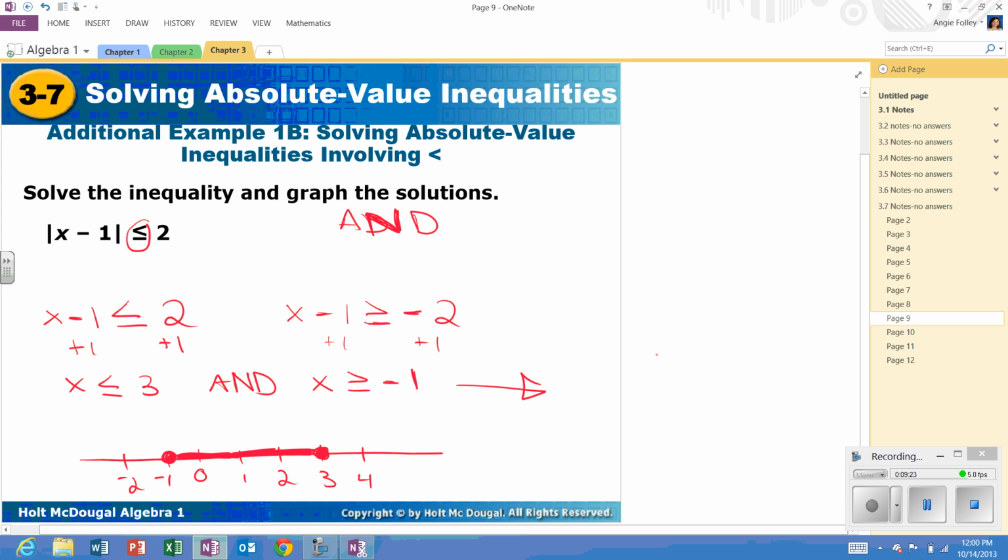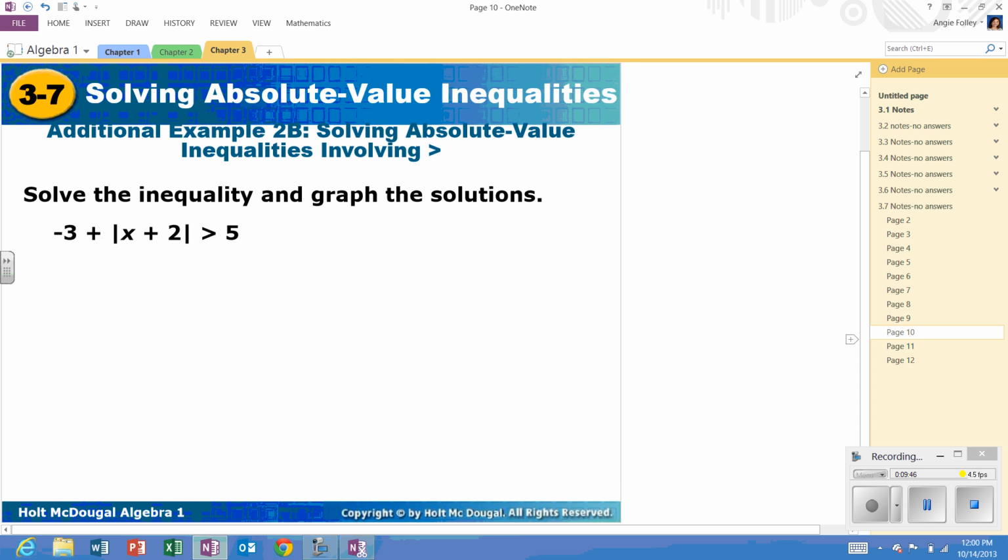You could rewrite this as negative 1 is less than or equal to x, which is less than or equal to 3. So x is everything greater than or equal to negative 1, but less than or equal to 3. Or you can keep it as two separate inequalities as long as you know this is an and. Okay? So let's try one a little differently now.